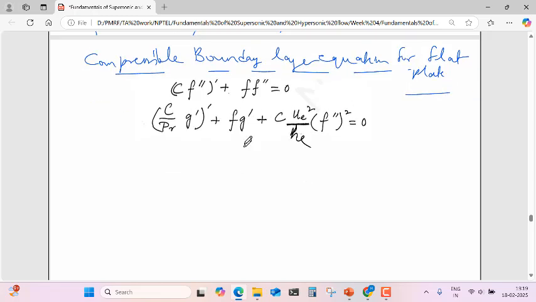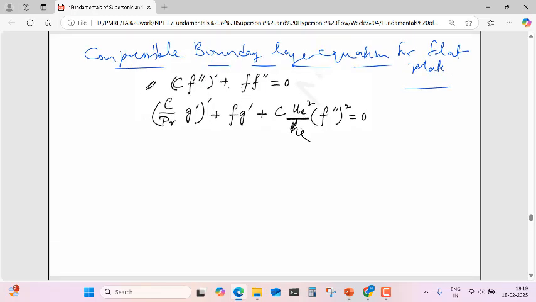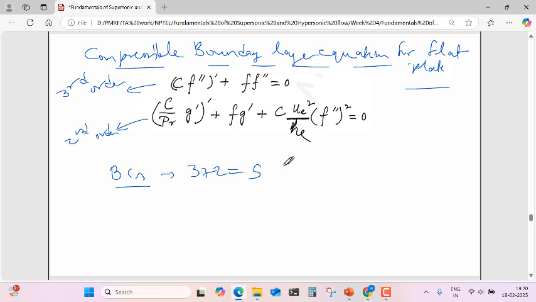And as we saw before, this is the third order equation, and this is the second order equation. So we need a total of 3 plus 2 equal to 5 boundary conditions in eta to solve these equations.